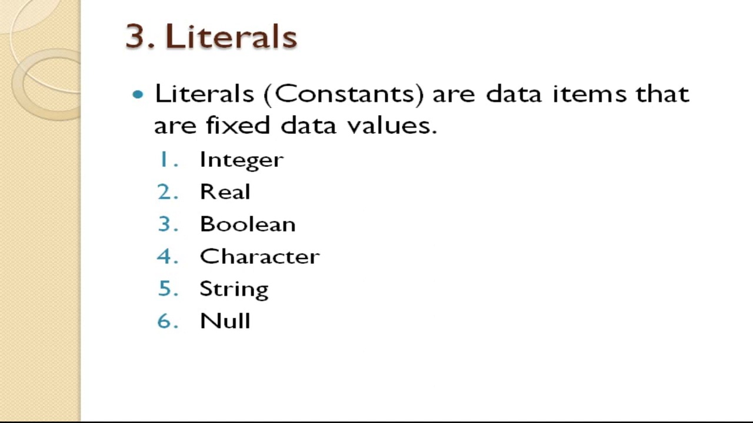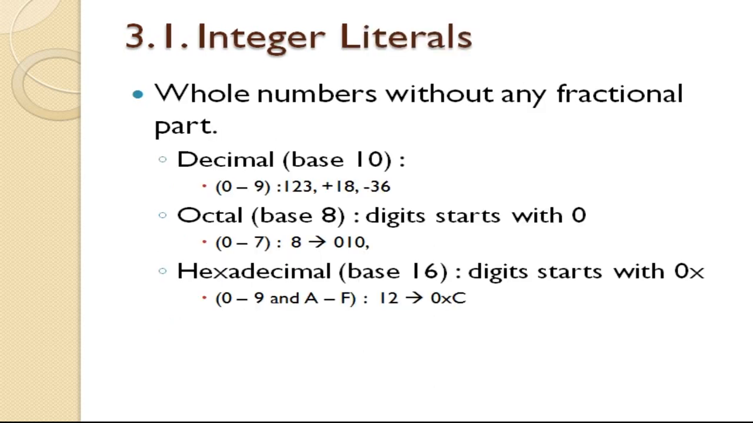So there are some literals available: integer, real, boolean, character, string and null. We are going to see them one by one. First one is integer literal. These are all whole numbers without any fractional part. It has three types: decimal type, which has a base 10, that is 0 to 9. Numbers from 0 to 9 are decimal.